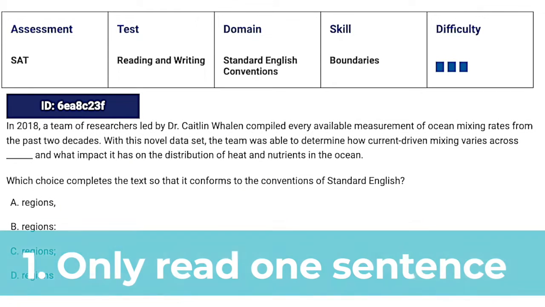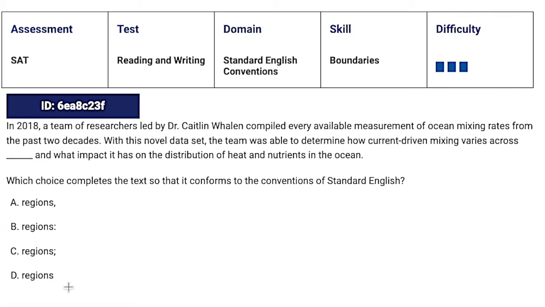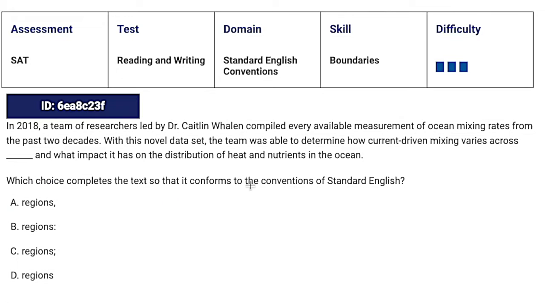My first tip is to read only one sentence for sentence boundaries questions. So if you recognize that you're dealing with sentence boundaries, aka punctuation, you can see in the answer choices here that's definitely what we're dealing with. You don't need to read the whole thing. You just need to read the sentence that has the underlined portion.